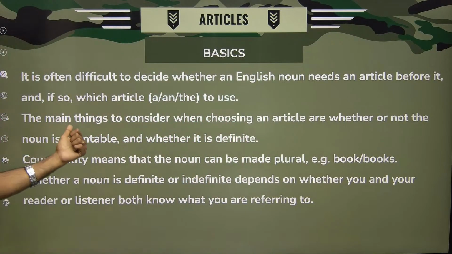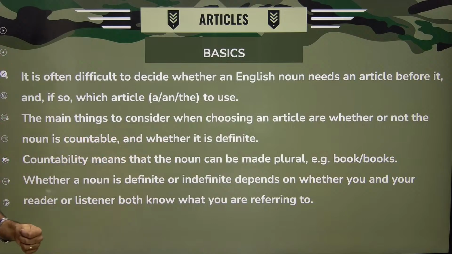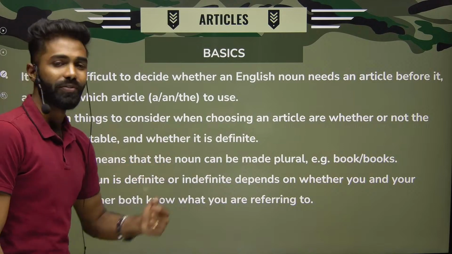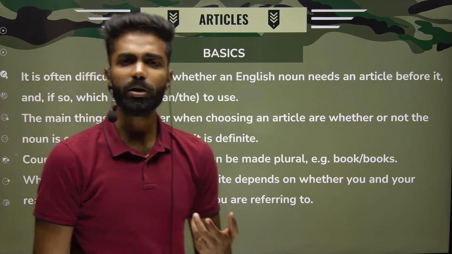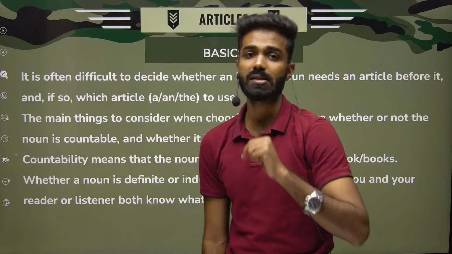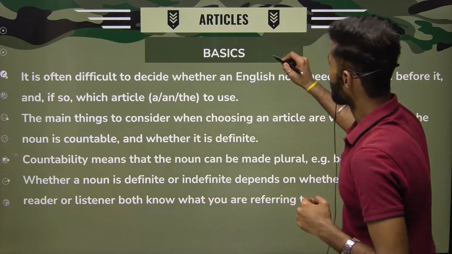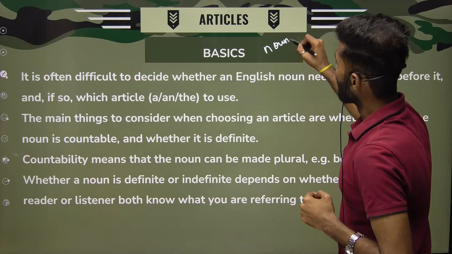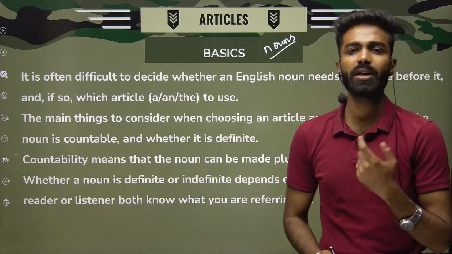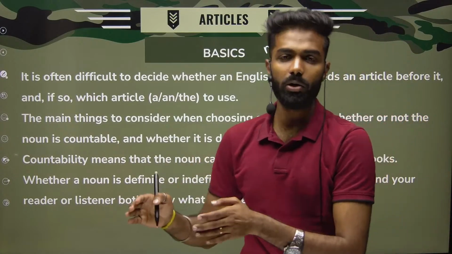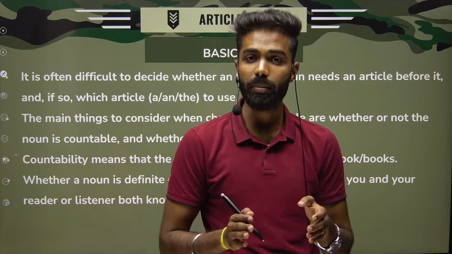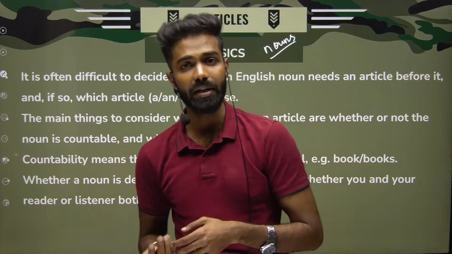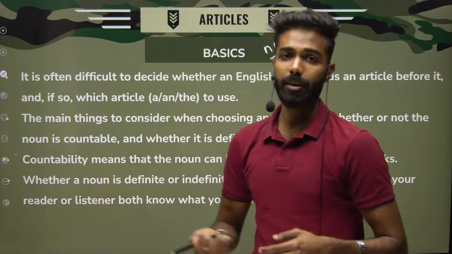See, the main things to consider when choosing an article are whether or not the noun is countable, okay? Or whether it is definite, all right? So what do you mean by a countable thing? In the first class, nouns, all right? I've already told you that we have different types of nouns. How many types of nouns do we have? We have proper noun, common noun, countable noun, uncountable noun, material noun, concrete noun, abstract noun, compound noun. We have different types of noun, right?